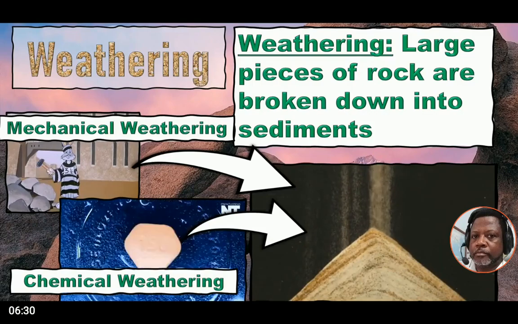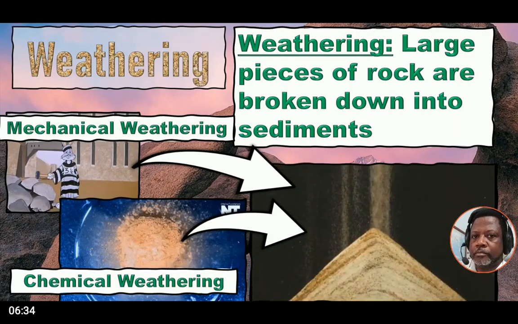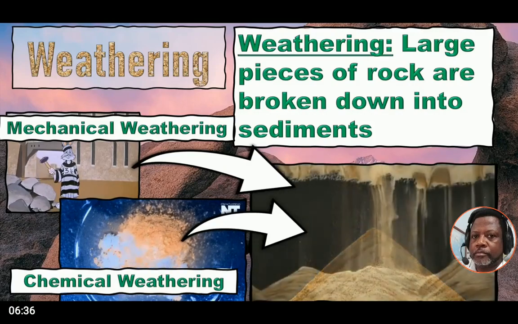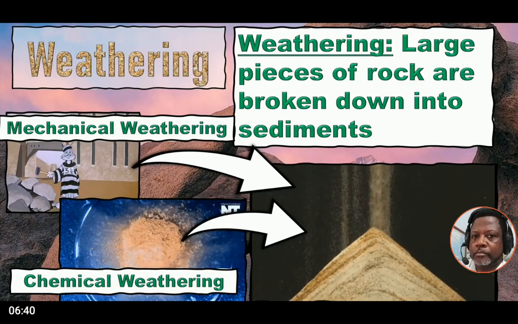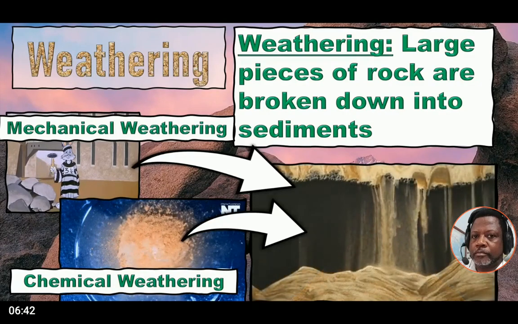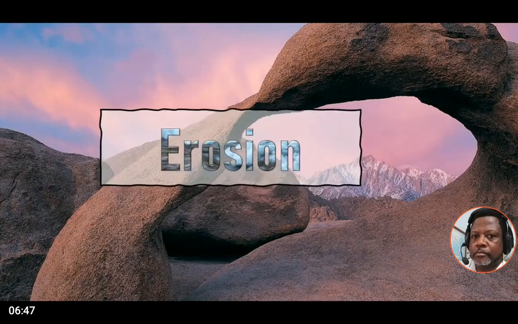But regardless of whether you're doing mechanical weathering or chemical weathering, the end result is that you have sediment. You take a large chunk of rock, you break it up, and you end up with sediment, smaller pieces of rock like sand or pebbles or gravel. Next, let's talk about erosion.